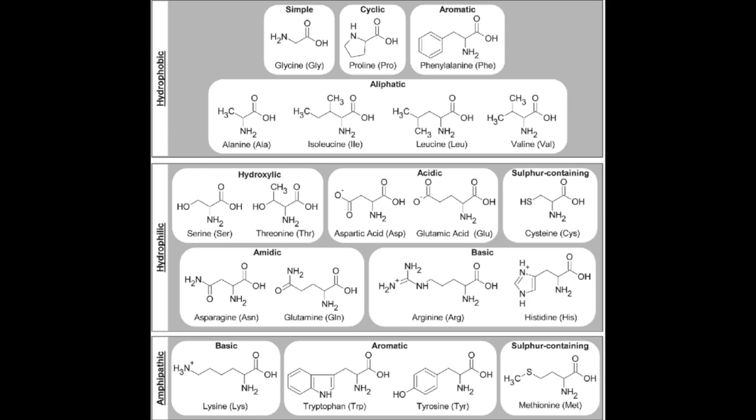Amphipathic compounds are somewhere in the middle. These types of compounds have both hydrophilic and hydrophobic regions. For example, tyrosine has a large carbon ring on its side chain, but the presence of a hydroxyl group gives this amino acid a hydrophilic region as well. The most prevalent example of amphipathic molecules is the phospholipid bilayer found in cell membranes.